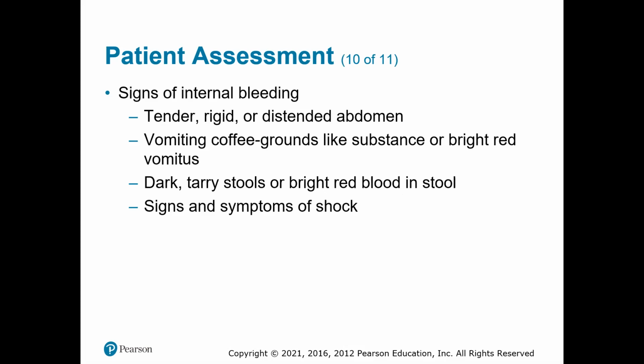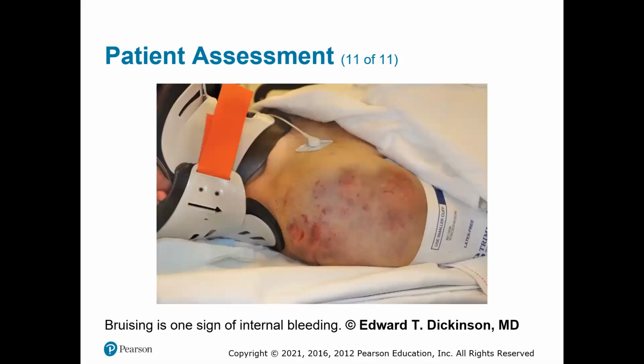If they're throwing up coffee ground like substance, bright red, dark tarry stools, or any blood in the stool, and then of course your signs and symptoms of shock. So there's one big bruise, sign of internal bleeding. I don't know why they have the blood pressure cuff on that side, but okay. So definitely had a pretty significant impact there in the shoulder.